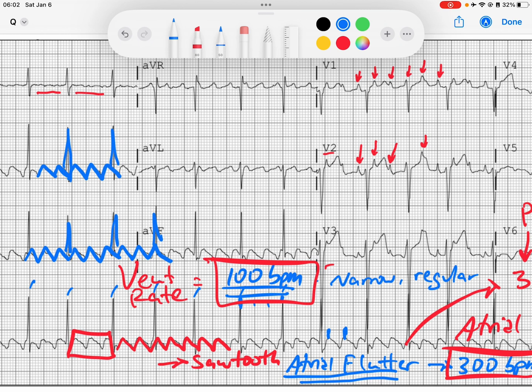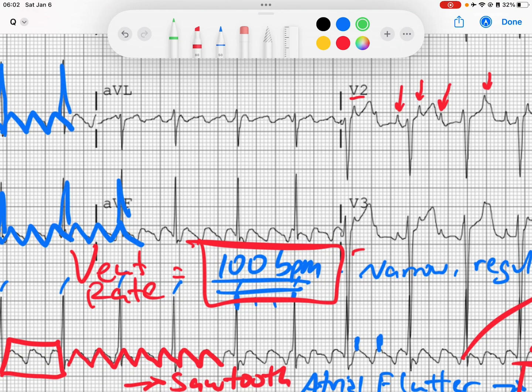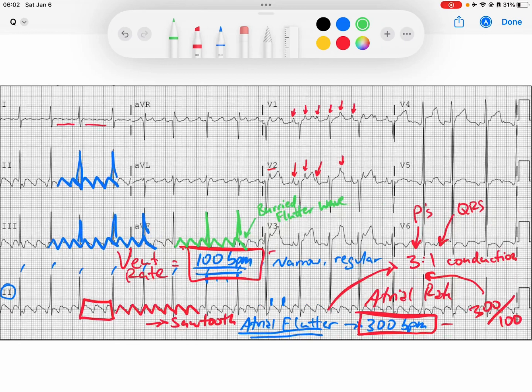And that's the tricky thing about atrial flutter: you might only see 2 or so flutter waves in between each QRS, but you have to remember that one of those is typically going to be buried. 1, 2, 3 with our QRS. 1, 2, 3 with our QRS. Notice that this last flutter wave is almost a buried flutter wave. So, based on what we just counted, we can say this is confirmed atrial flutter with 3-to-1 conduction.